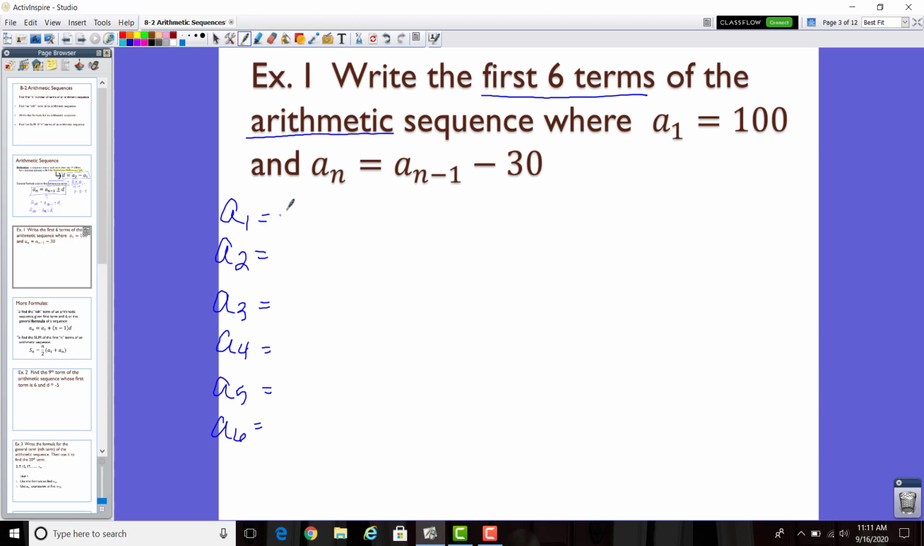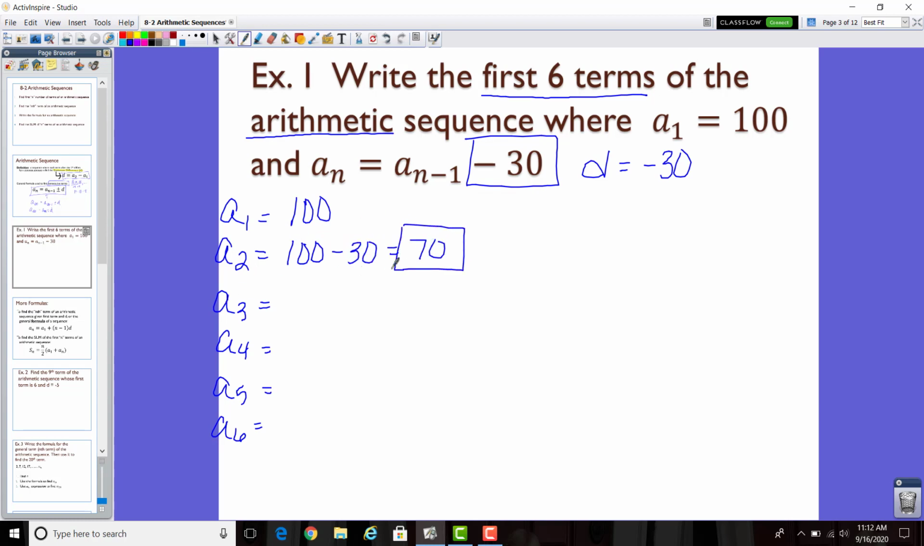So here they're telling us our first term is 100, so we won't have to calculate that term. Then they're saying any term in this sequence can be found by taking the previous term and subtracting 30. That means my common difference is negative 30. If my difference is negative, that means my sequence should be decreasing in value. So if my first term is 100, then my second term would be 100 minus 30, which is 70. If my second term is 70, then my third term will be found by taking the previous term of 70 and subtracting 30. So I'm doing, in this case, repeated subtraction because my difference is negative.